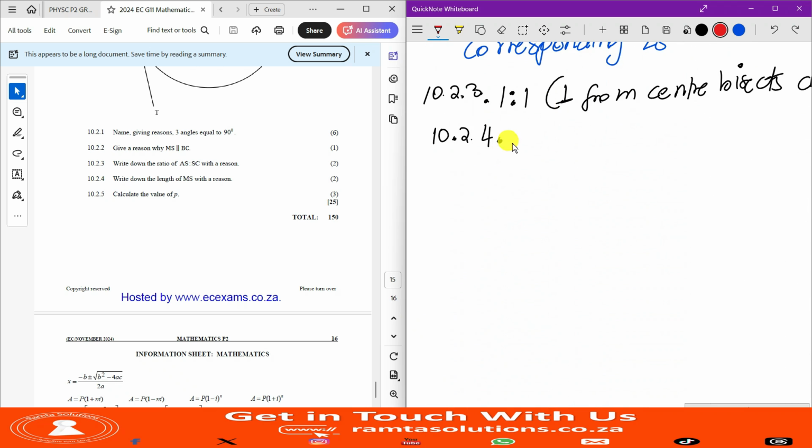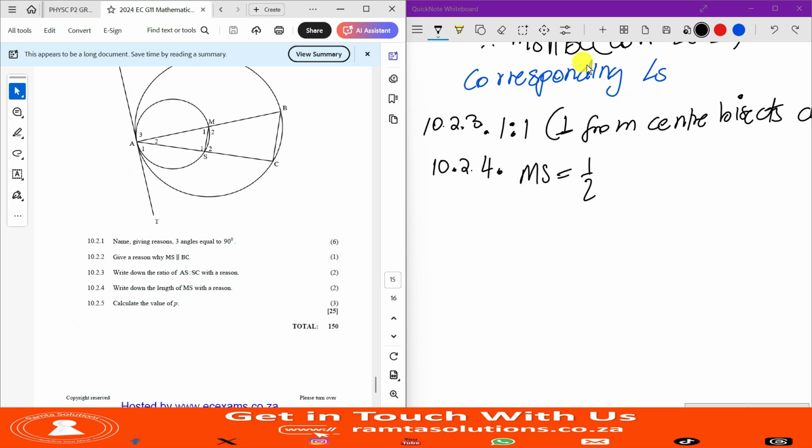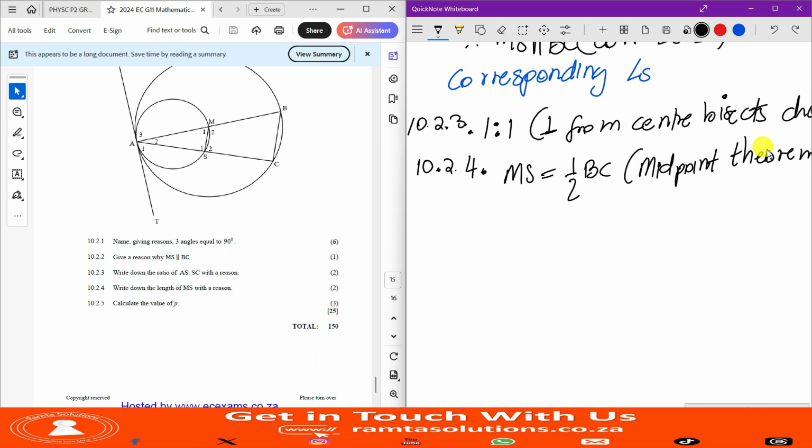So we are going to say MS is equal to half BC. What's the reason? Midpoint theorem. Let me write it in full. I don't know what has happened to my space now. It is equal to midpoint theorem.